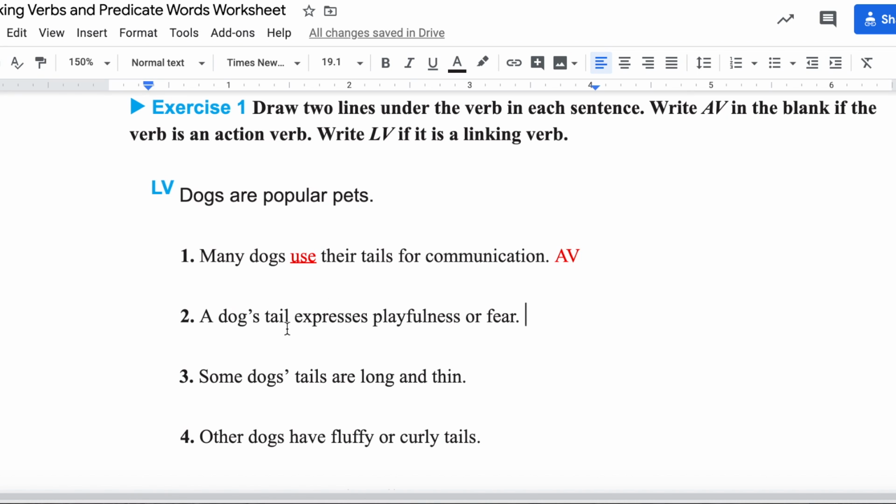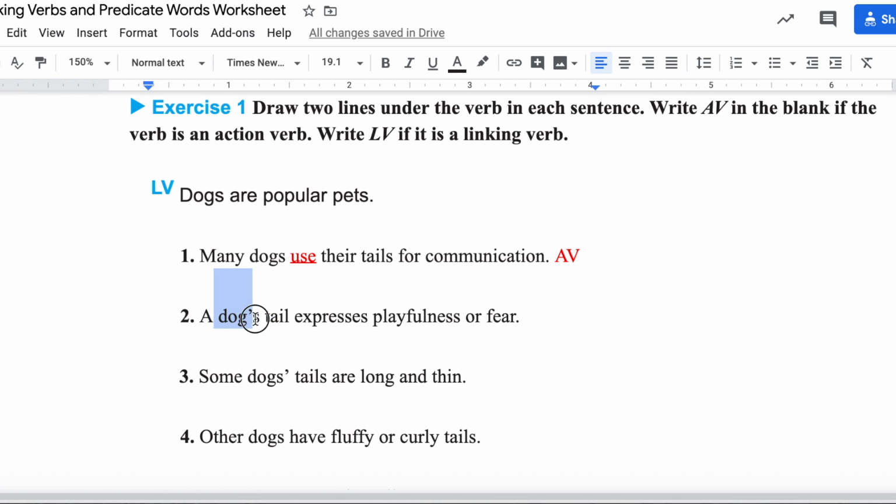Okay, so let's do another one. Number 2, a dog's tail expresses playfulness or fear. Identify the subject. What's the subject? What is it about? Think closely, okay? Or think carefully because some of you have a feeling you're going to say something when it's not. Okay, if you said dogs, is it really about dogs? No, it's actually about the tail. A dog's tail is the whole entire complete subject. The simple subject would be tail, okay?